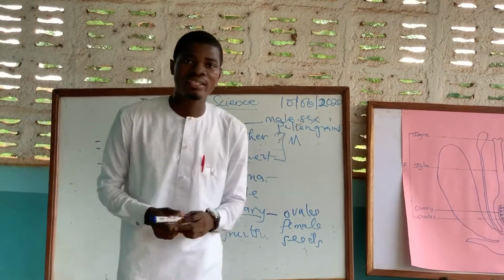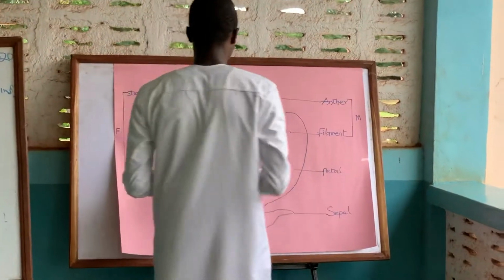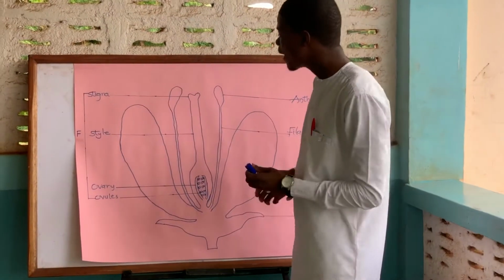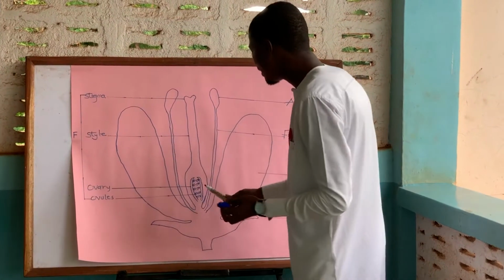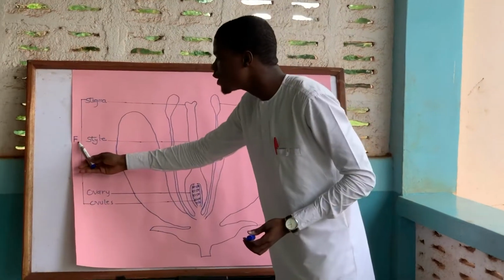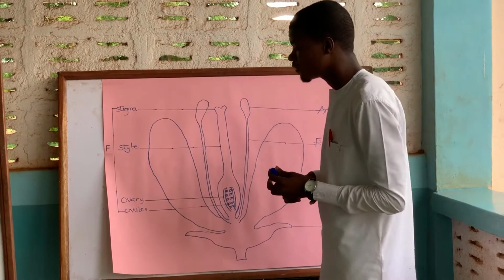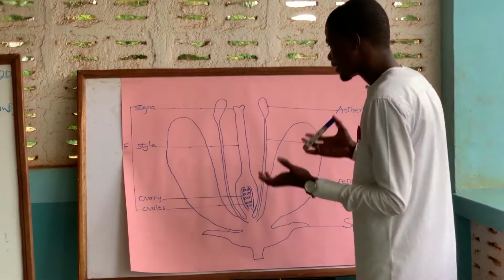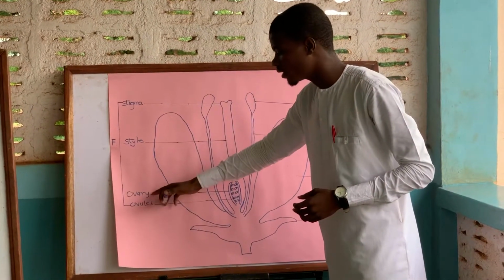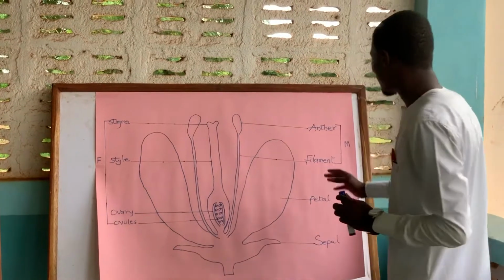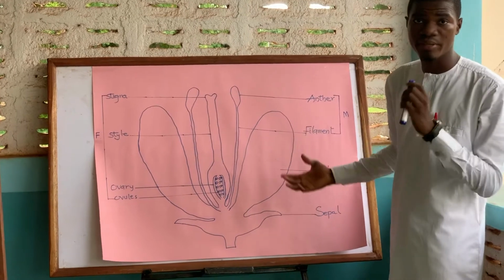I have illustrated diagrammatically the various parts of the flower. We do have the stigma, the style, the ovary containing the ovules, which constitute the female parts of the flower. All we have done is to mention the various parts of the female aspects of the flower. Alright, stigma, style, ovary, and ovules. Great. The male parts are the anther and the filament. These two constitute the male part.